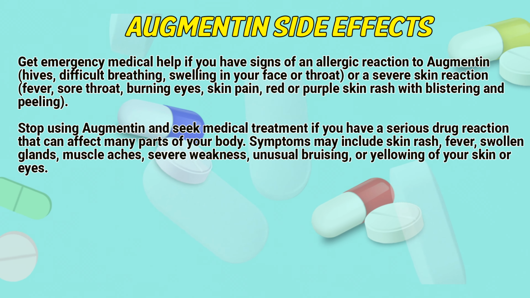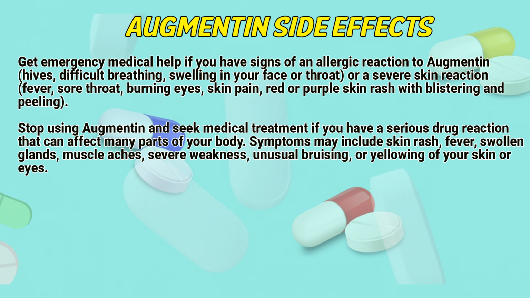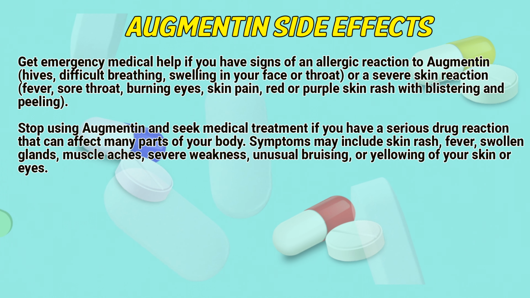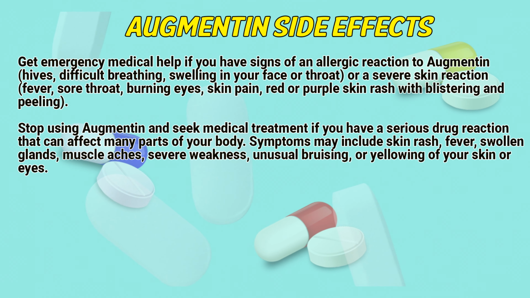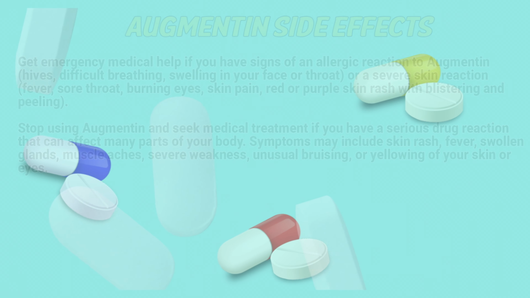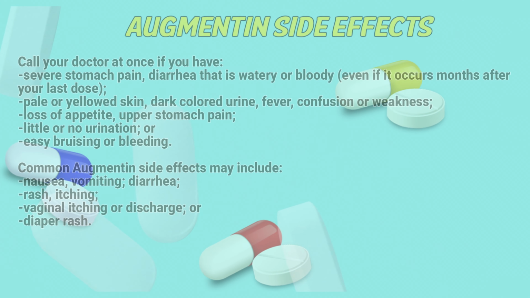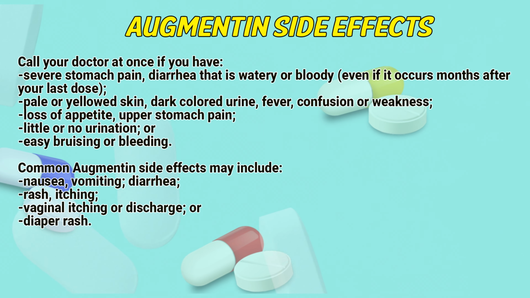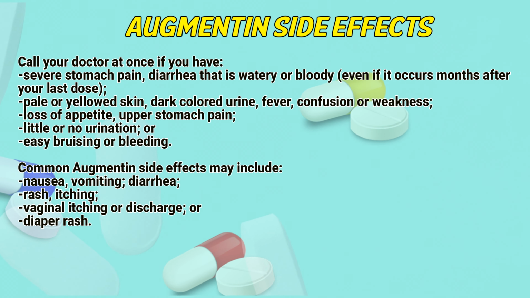Stop using Augmentin and seek medical treatment if you have a serious drug reaction that can affect many parts of your body. Symptoms may include skin rash, fever, swollen glands, muscle aches, severe weakness, unusual bruising, or yellowing of the skin or eyes. Call a doctor at once if you have severe stomach pain, diarrhea that is watery or bloody, even if it occurs months after your last dose.